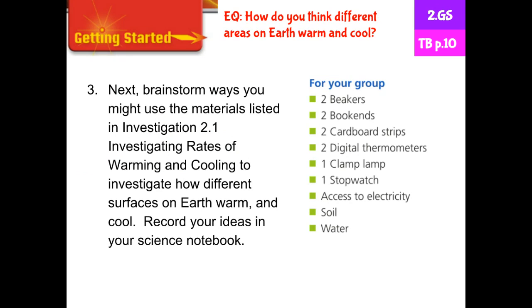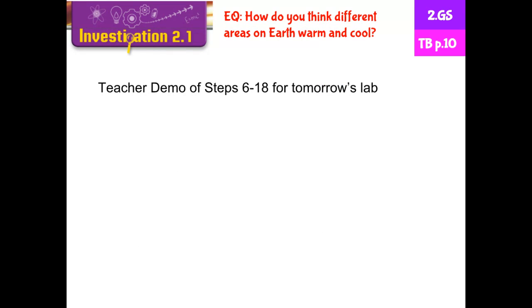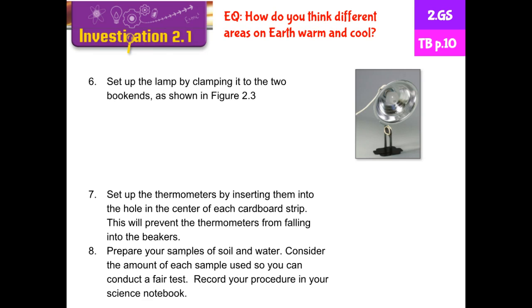Getting started, number 3 is going to be brainstorming ways that you could use the materials to the right to create an investigation to figure out how different surfaces warm and cool. You'll be recording your ideas in your science notebook. And then your teacher is going to go through steps 6 through 18 for tomorrow's lab, so you're all ready to go. So 6 through 18 basically is setting up a lamp.